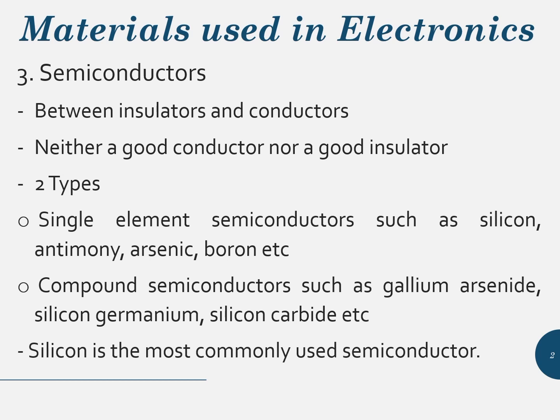Silicon is the most commonly used semiconductor. It is a sand particle in pure form. At 0 Kelvin, silicon is an insulator. Silicon gets better at conducting electricity as the temperature increases.